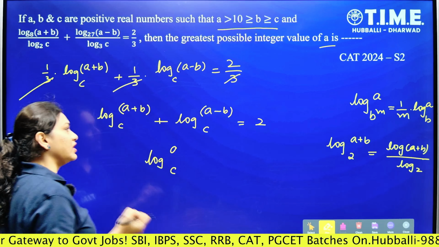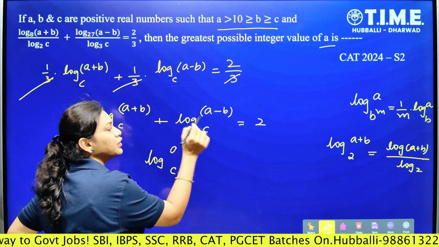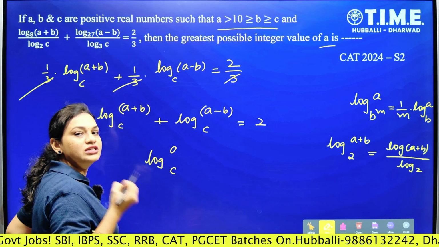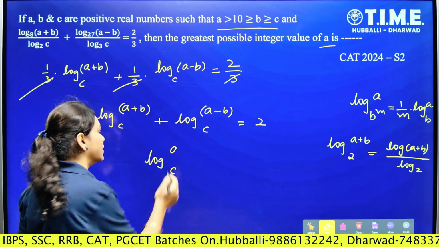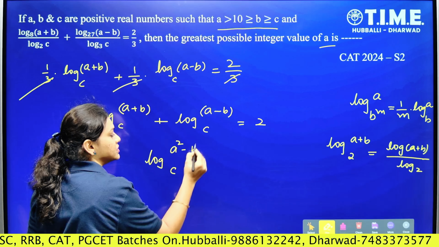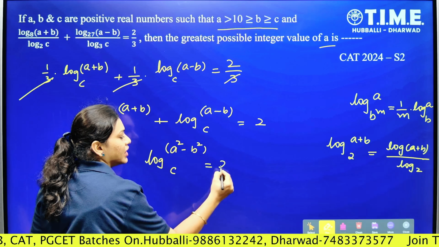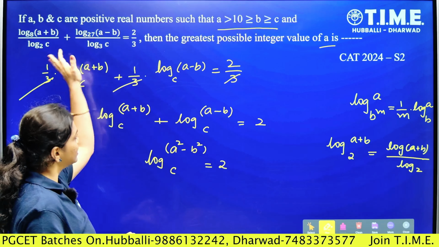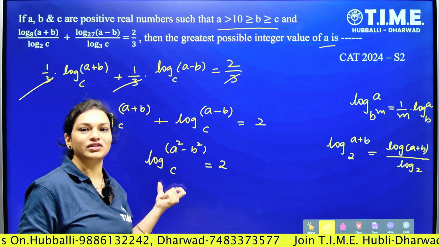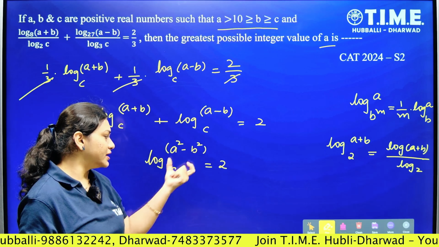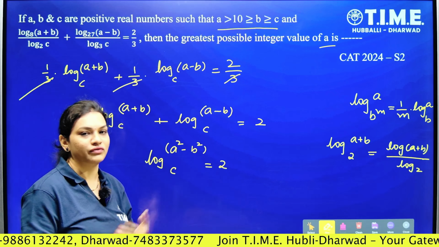One step again we will avoid here. Since a plus b into a minus b is there, a standard algebraic formula is there, right? So a plus b into a minus b can be written as what? a square minus b square. So now this is what we have left. We have just simplified this and we got this final result. Okay, so since we are having the logarithms, log of a square minus b square base c is equal to 2, this is what we have left now.